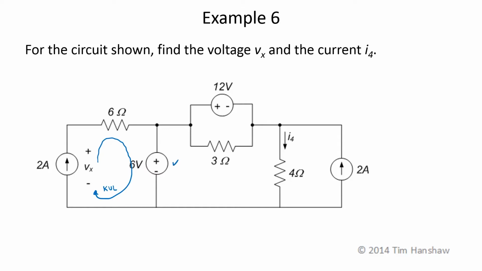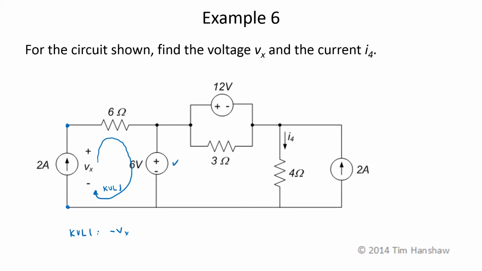Because I know the voltage across that source, that only leaves me with an unknown voltage across this resistor. So KVL 1. If I start at this terminal, I see a minus V sub x. Now I need the voltage across this resistor. I can find that voltage with Ohm's law if I know the current.